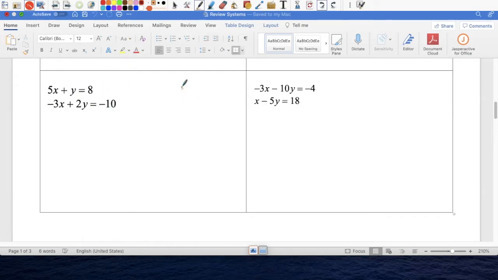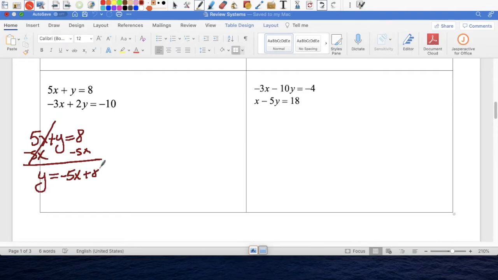This one, I want to change the top one. Let me bring that over here. 5x plus y equals 8. And again, because y has a coefficient of 1, it makes my life easier. Minus 5x, that goes away. y equals negative 5x plus 8. So I'm going to rewrite this equation as y equals negative 5x plus 8.